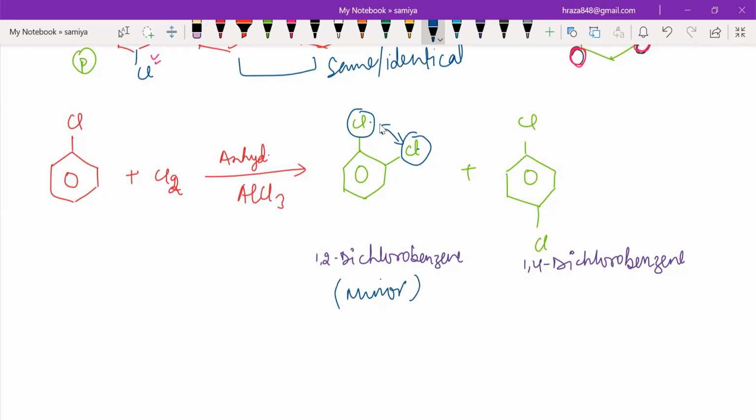Okay, sir. Generally at the ortho position, it is minor. And this is in the opposite direction, so there is no repulsion between the chlorines. That's why it is major. It is more stable. Is that clear? Yes, sir.